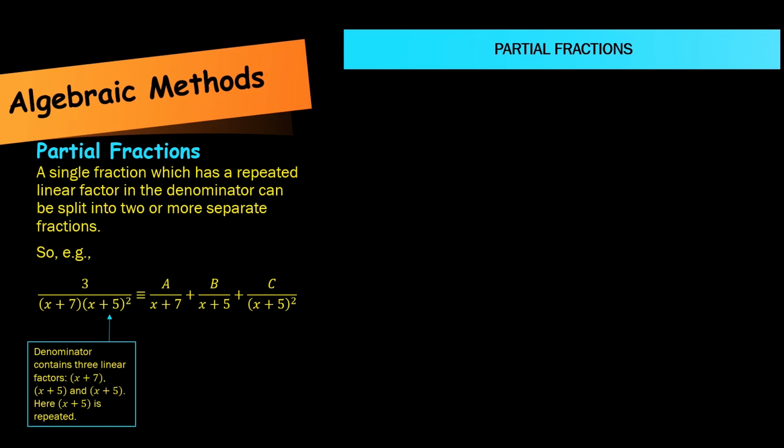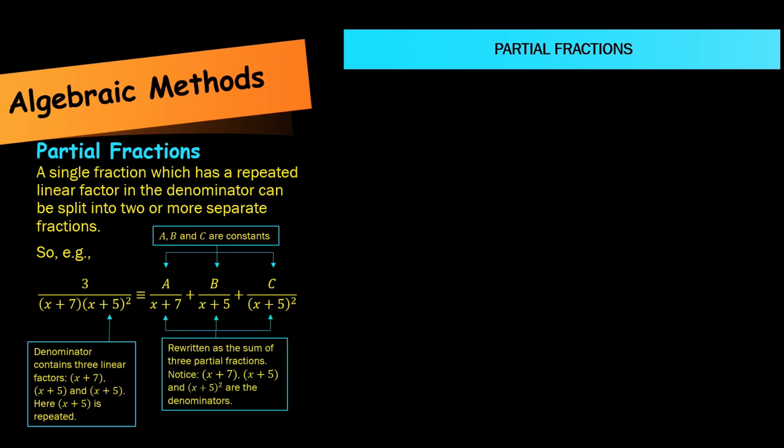On the right-hand side, we have a, b, and c, which are constants which can be found. The expression on the left has been rewritten as the sum of 3 partial fractions. Notice that x plus 7, x plus 5, and x plus 5 all squared are the denominators. Let's now take a look at an example.